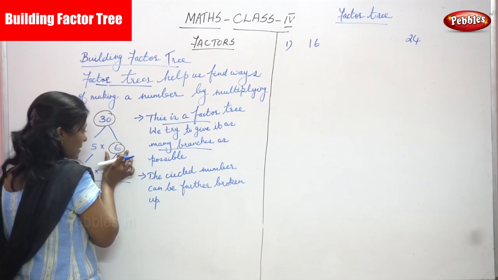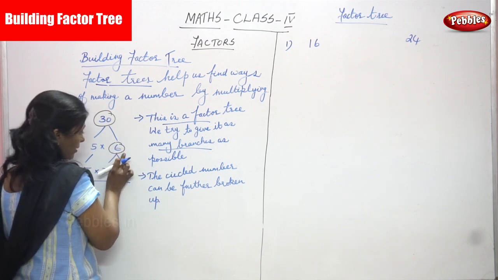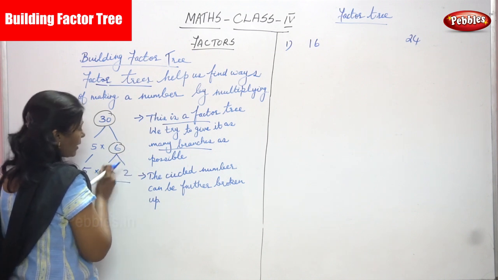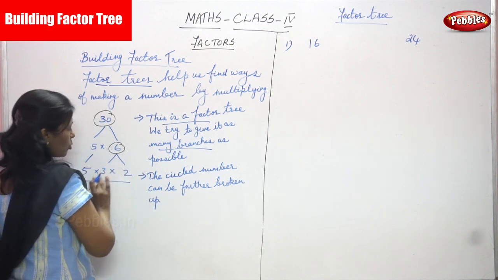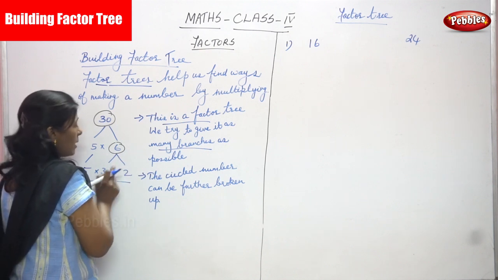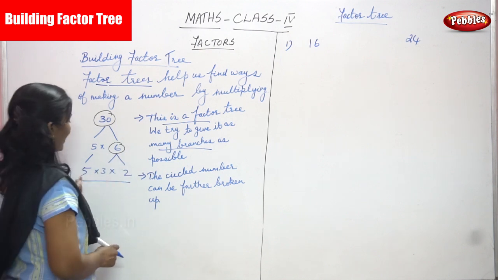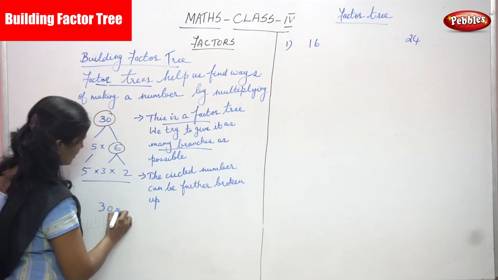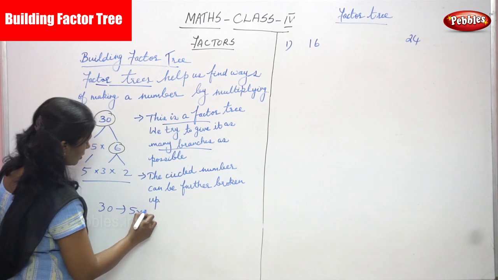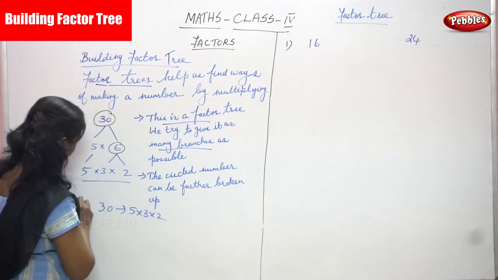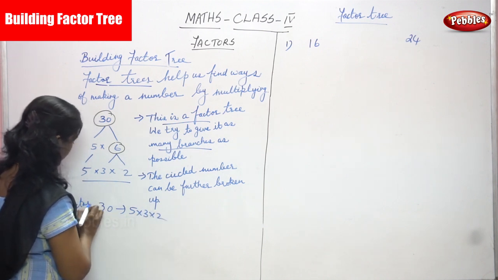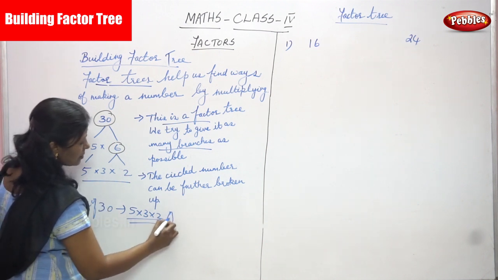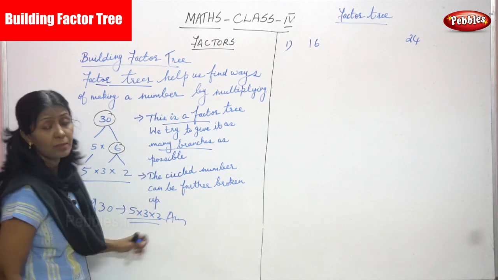So this 6 is a factor. To find the factor of 6 we have to break up the number. That is why we have given 2 branches at that place. So 5 into 3 into 2 is the exact factor. 30 gives you 5 into 3 into 2. Factor of 30 is 5 into 3 into 2. This is the exact answer by using the factor tree method.